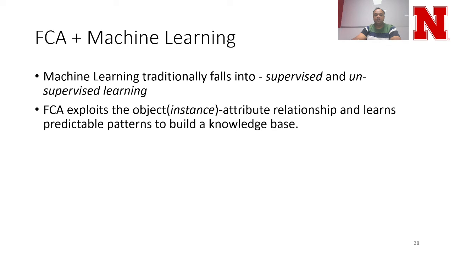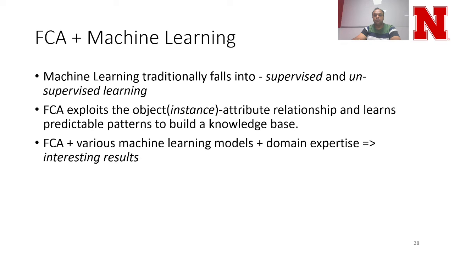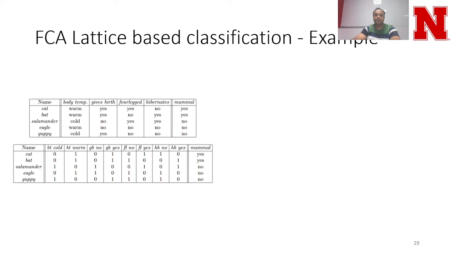So if we refer back to what FCA does, from the object-attribute relationship it basically tries to learn and create predictable patterns. These predictable patterns we can then store in a temporary storage or something to build our knowledge base, and this knowledge base can then be used to classify the data. So in short, using FCA with various existing machine learning models and domain expertise can lead us to interesting results. So that was our original idea.